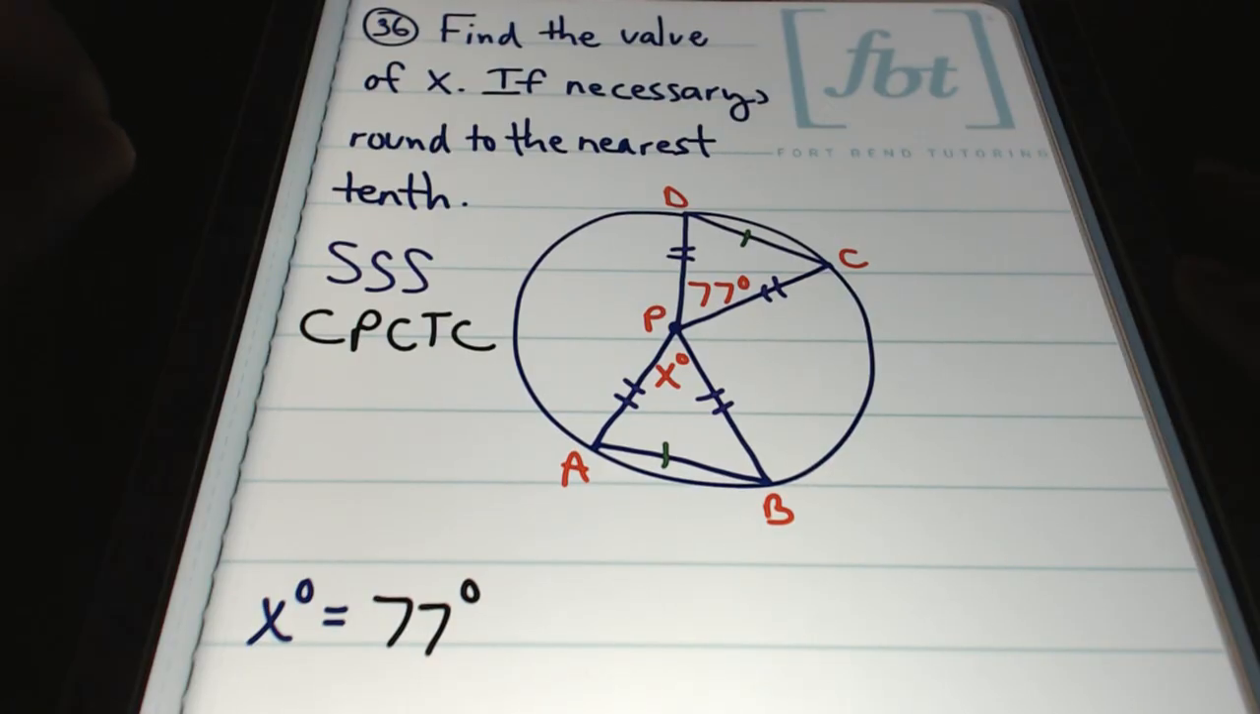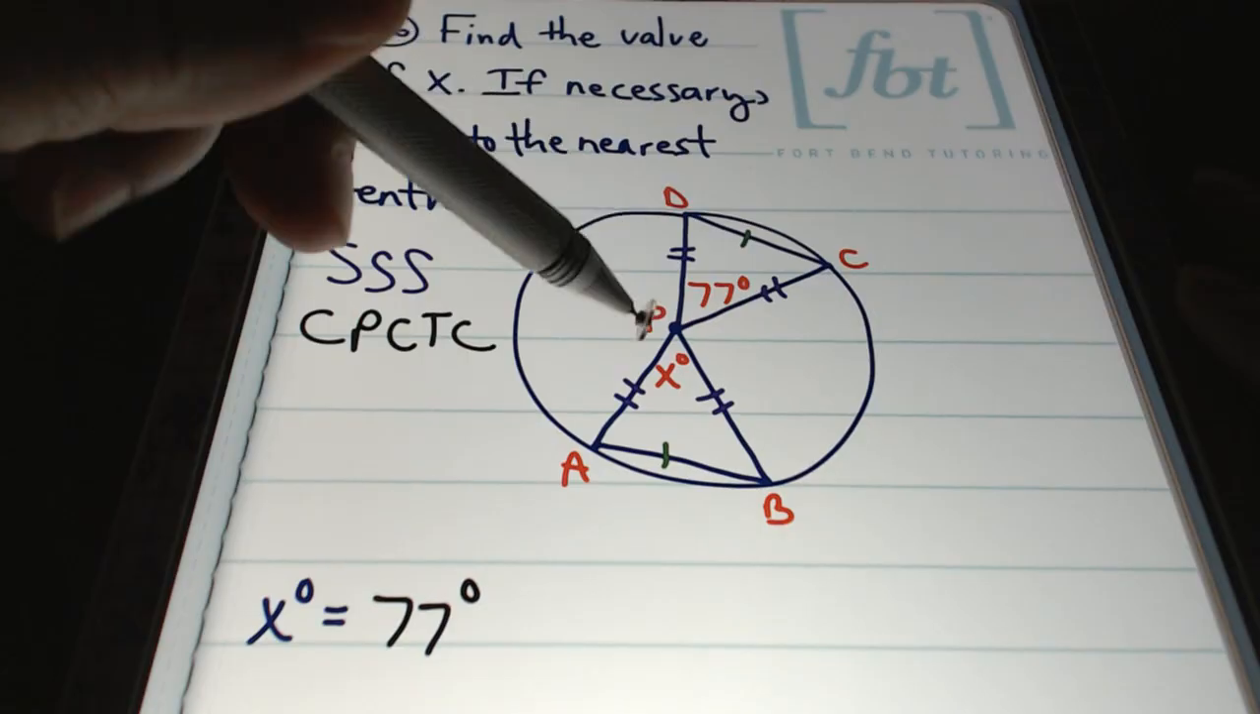It's right there in your face. And you know what, Chosen Creeper? They're trying to throw you off in this problem, because look at them talking about if necessary round to the nearest tenth. So they're already stressing you out, thinking that you have to do a lot of mathematical computations and stuff to get the answer. Wrong. You don't have to do none of that.